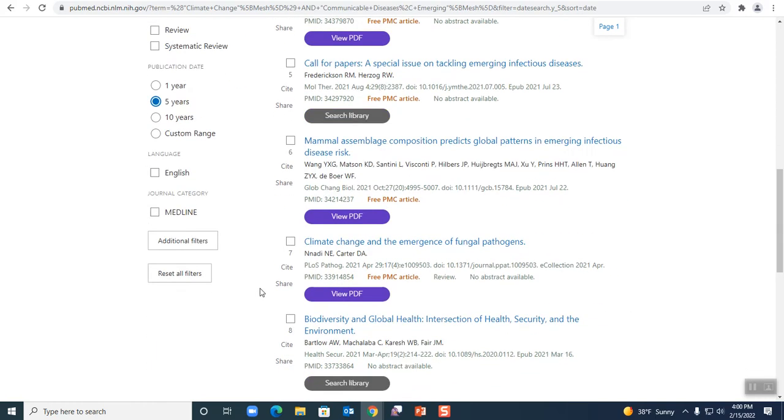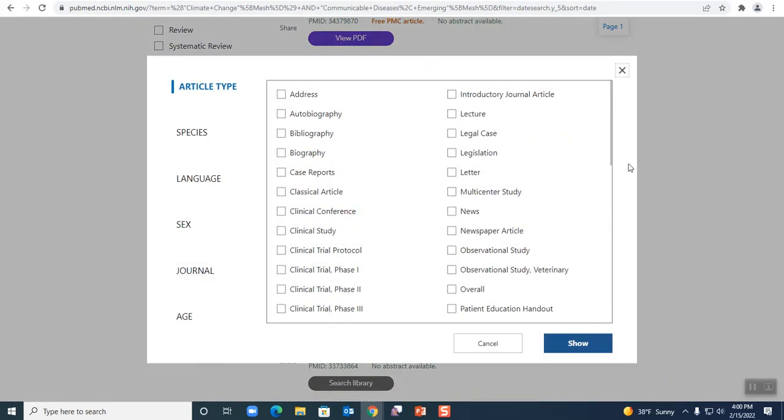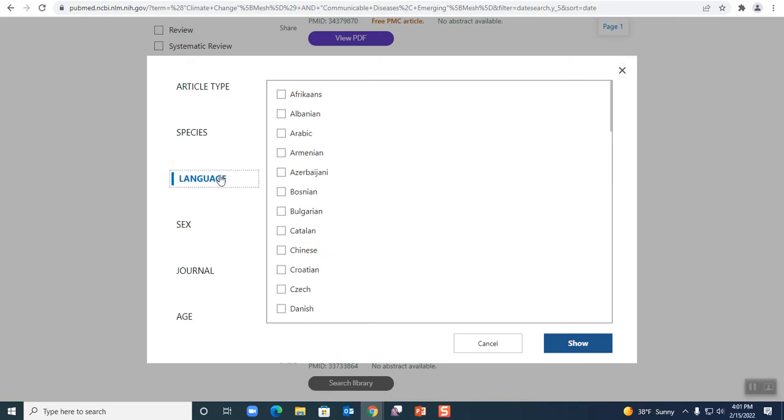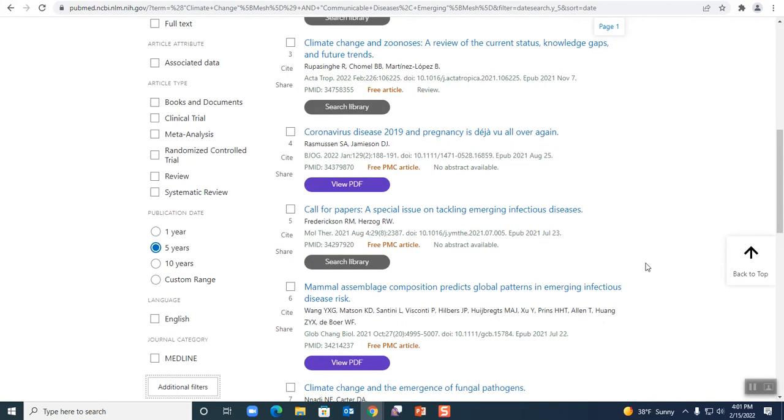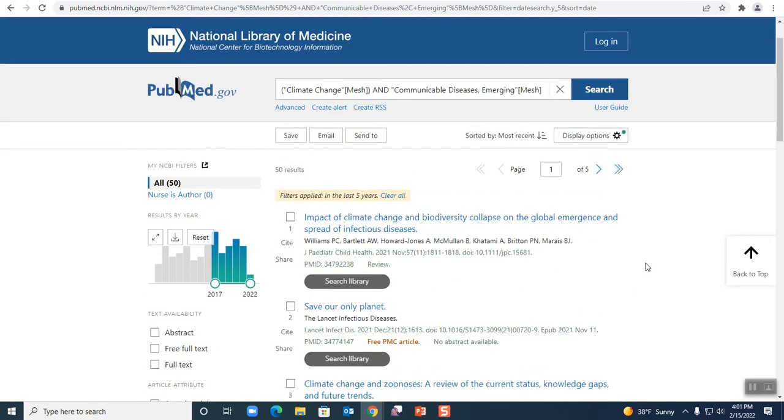You could do that, and then you could look at additional filters and see what you want on here. I'm not going to do anything here. I'm just going to leave that to you. I could do language because I would like to do only English because I don't know any other language, and I'll say show. So all these are 5 years and all English language articles. And we have about 50 of them. And you can look at it.